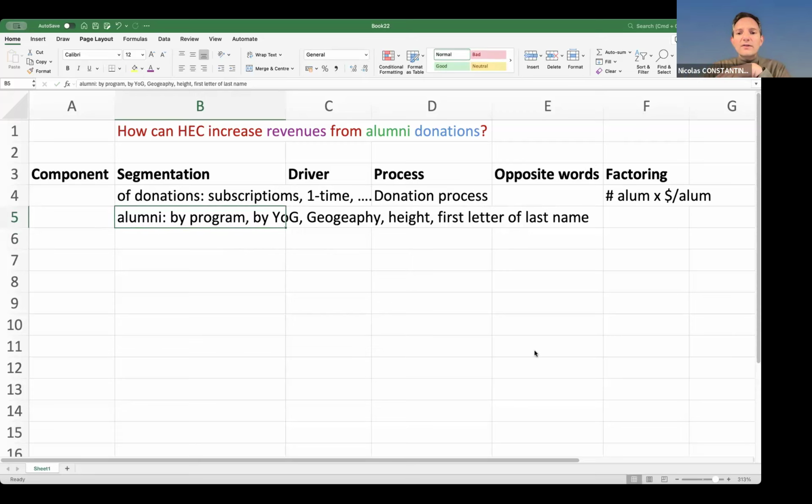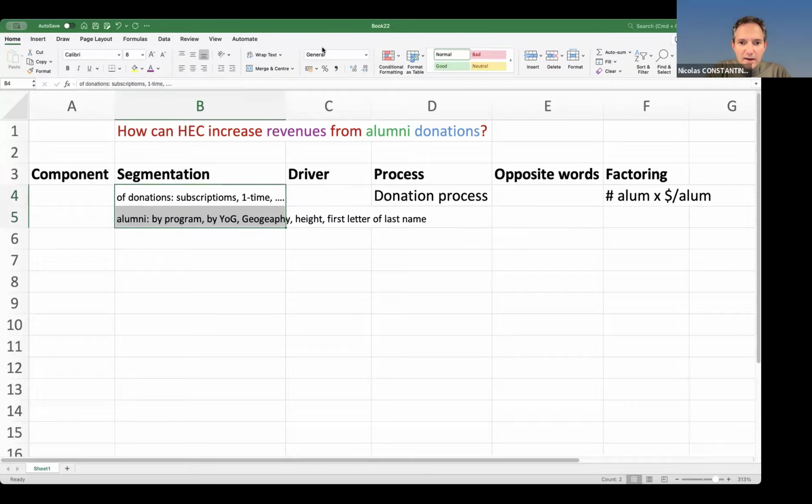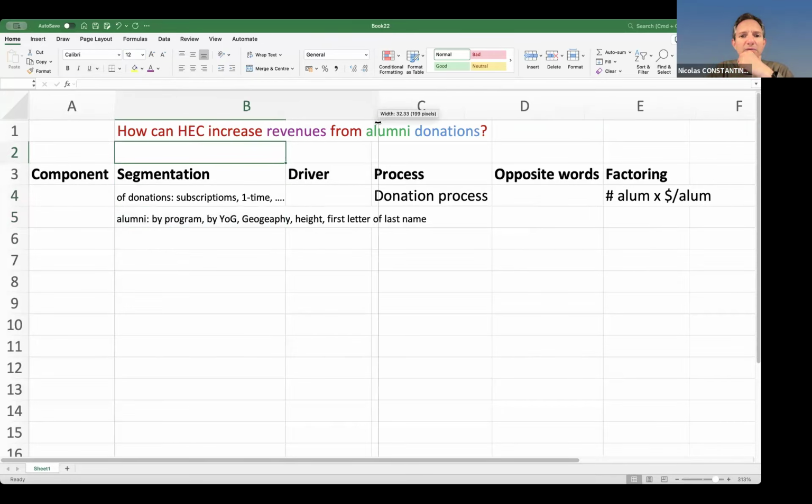Good. How else? So besides segmentation, hold on. Let me just make this a little bit smaller now because it's kind of invading our space. Okay. I saw something else. Okay, how else could we think about this? Components, any way that we could think about this in terms of components?